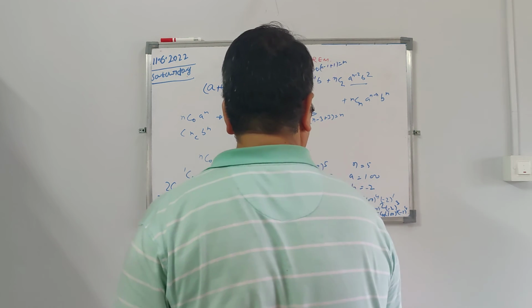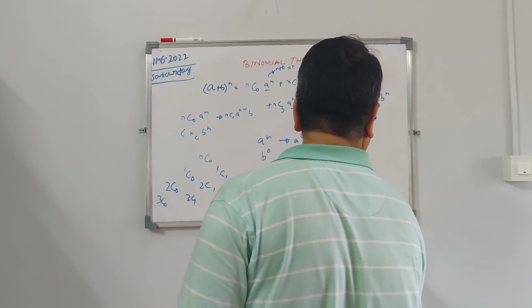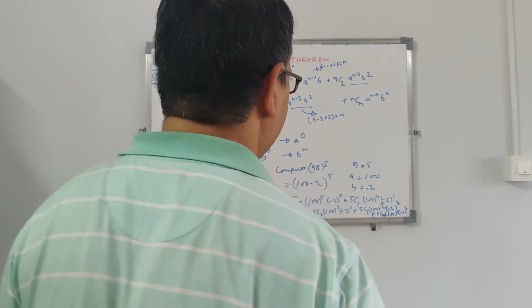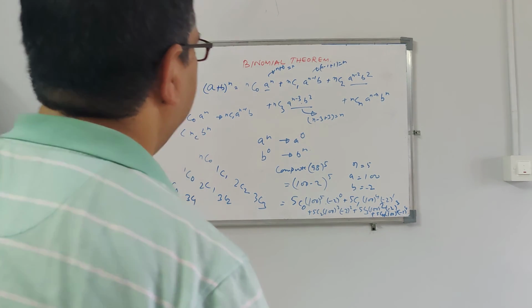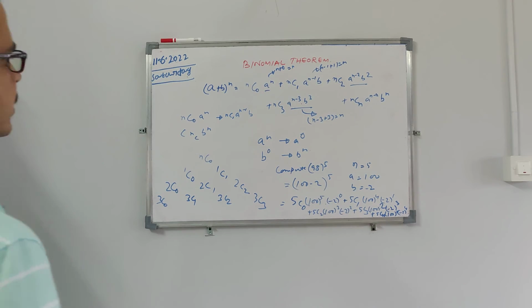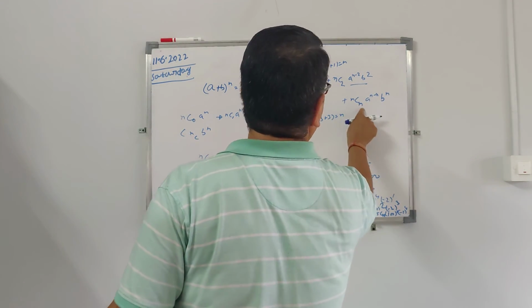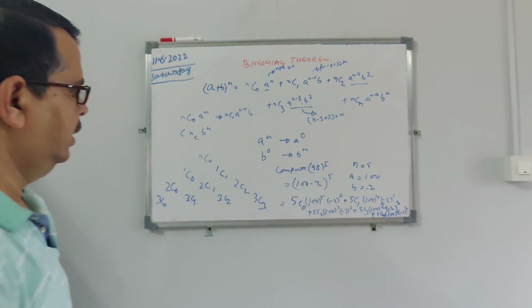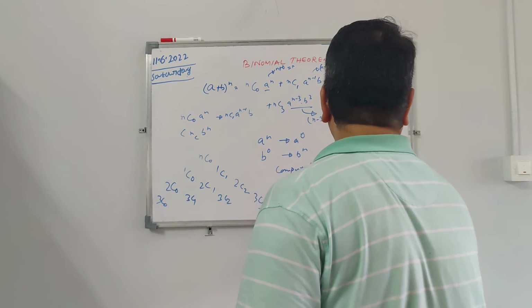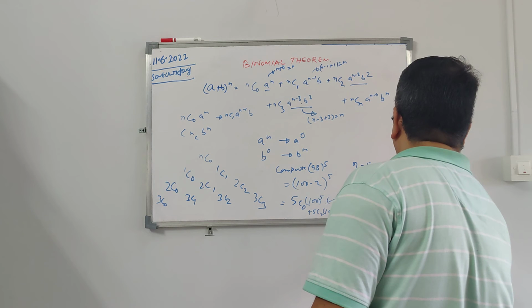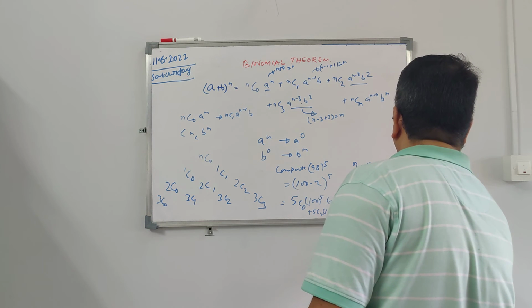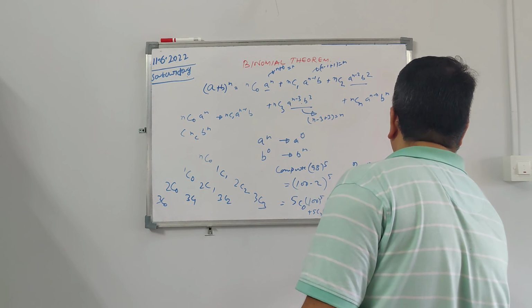So I have 1, 2, 3, 4, 5 terms, and then another term. You will get n plus 1 terms in a binomial expansion, because it starts from C0 and goes to Cn. That means n plus 1 terms. The last term is 5C5, 100 to the power 0, minus 2 to the power 5.